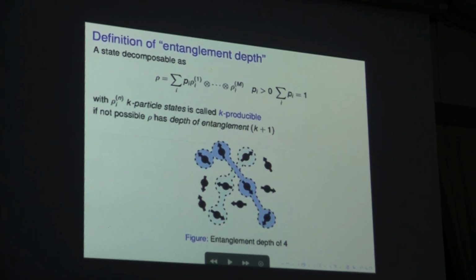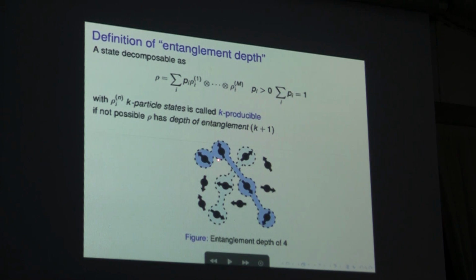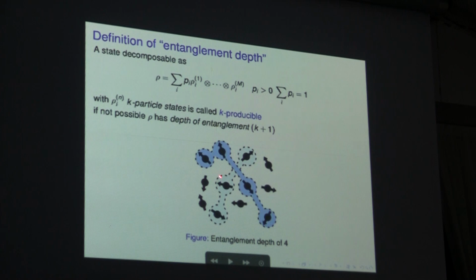And okay, so now another question arises, apart from distinguishing whether a state is entangled or not, which is how much it is entangled, so to speak. So, first, a heuristic way to quantify entanglement would be to take a many-body system and distinguish how many particles are in each entangled set.